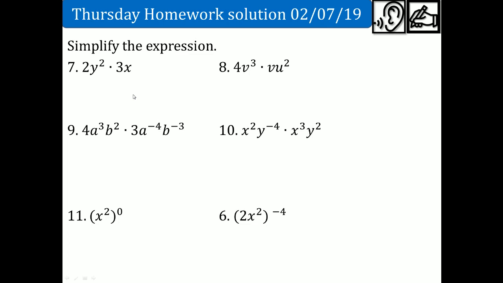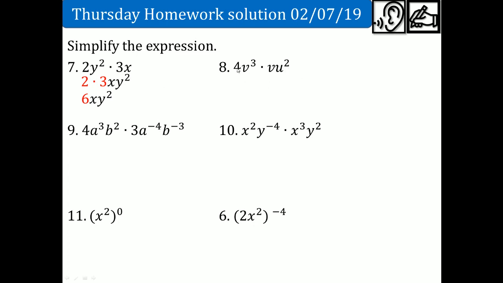The first one, 2y squared times 3x. Nothing happens to the 2 and the 3. They just multiply together. Y squared remains the same. There's no other y here. There's an x. That's why it's in black. Nothing changed. 2 times 3 is 6. 6 times x, y squared. There's nothing else here to combine.